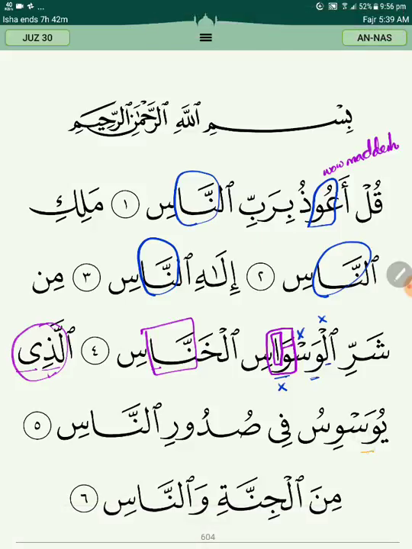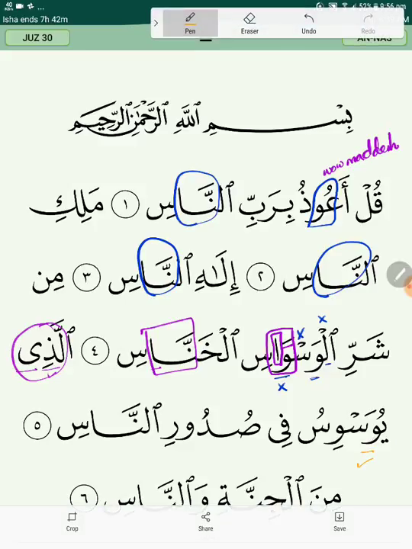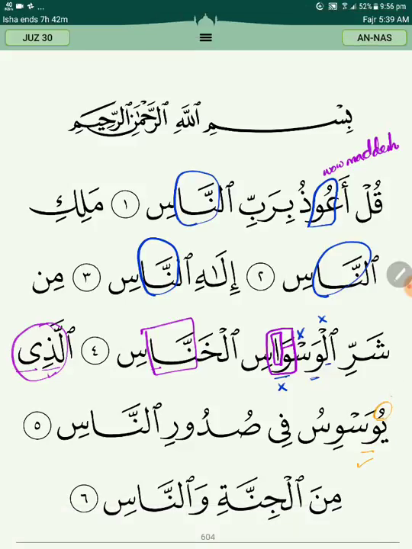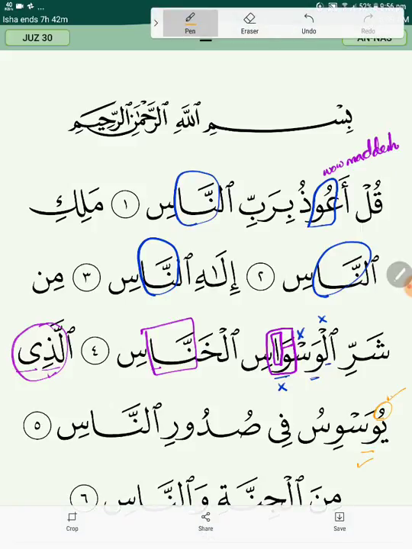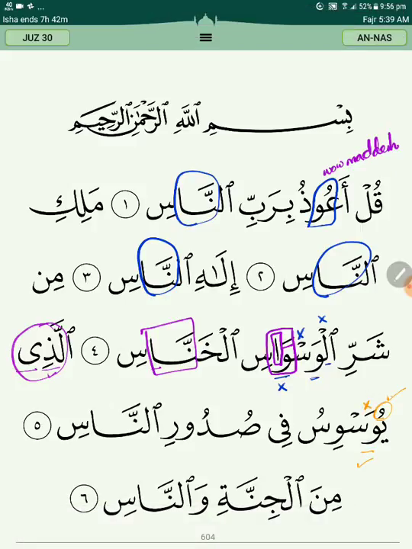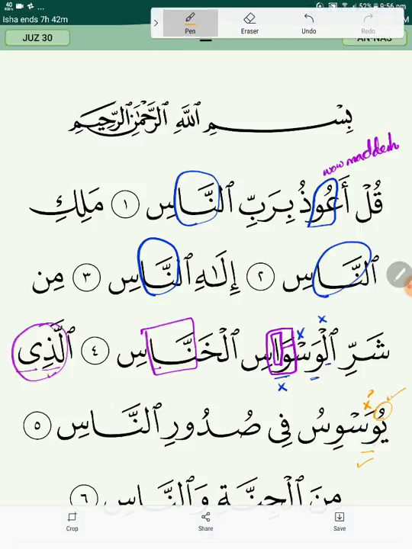There is the mud letter, condition fulfilled. The mud letter has a waw before it. It has a dhamma before it, another condition fulfilled. But this mud letter does not have a sukoon on it, so that's why this is not madul asli. Okay, so there are three conditions for madul asli.